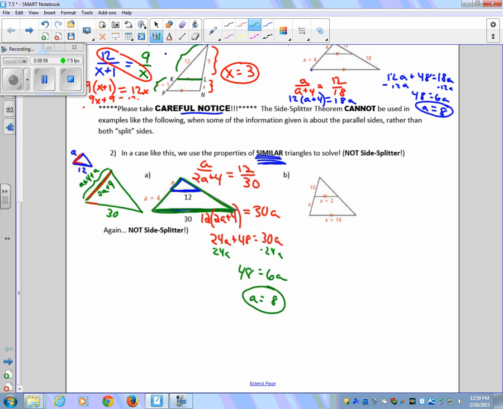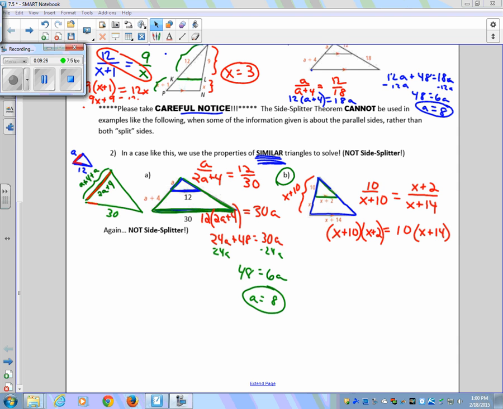Okay, so I'm going to let you try B on your own. So pause the video and try this one on your own. Remember, this triangle is similar to this triangle, and in this case you cannot use side splitter because we don't have information over here about the split side. So you have to use similar triangles here. So pause the video and turn it back on when you're all done.